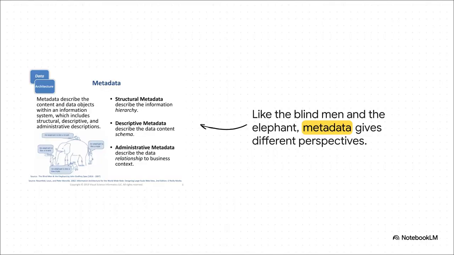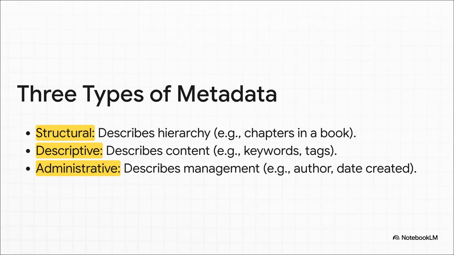This old story about the blind men and the elephant is just a perfect analogy for this. Each person touches only one part of the elephant, the tusk, the tail, the leg, and they all come away with a completely different idea of what an elephant is. Well, metadata is what gives us all those different perspectives at once, so we can finally see the whole elephant, the entire picture.